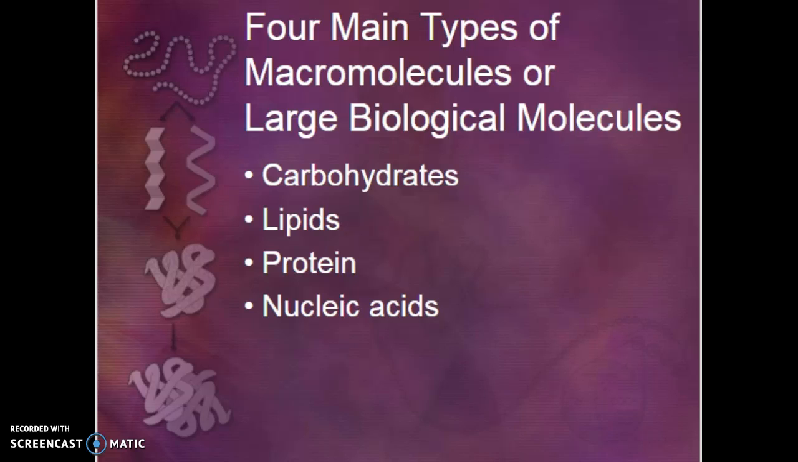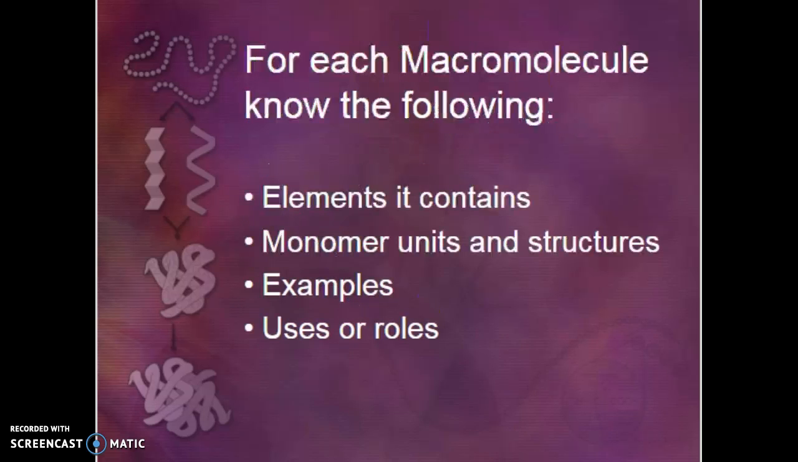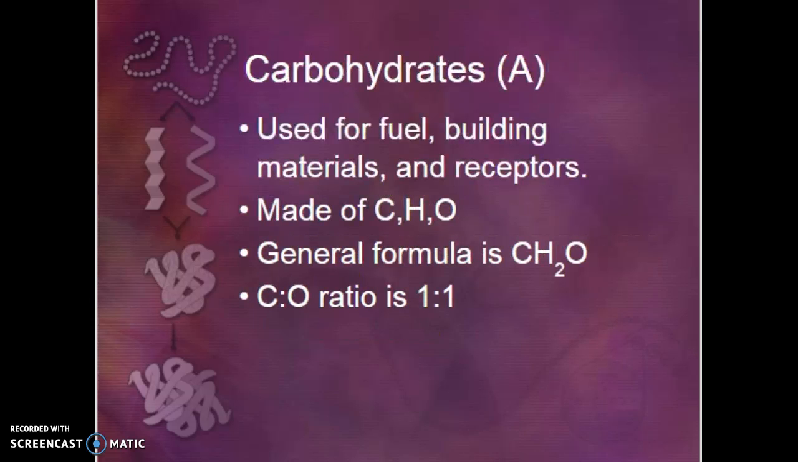There are 4 main types of macromolecules we're going to look at: carbs, lipids, proteins, nucleic acids. You'll get lots more information about each of the 4 of those as we go. Again, know what makes it, what's its monomer, an example or 2, and then what do we use it for.